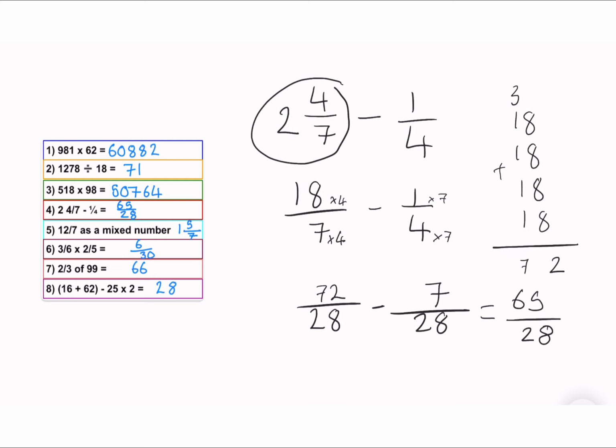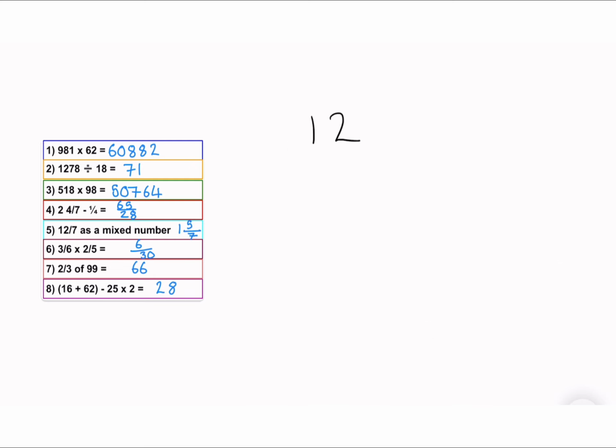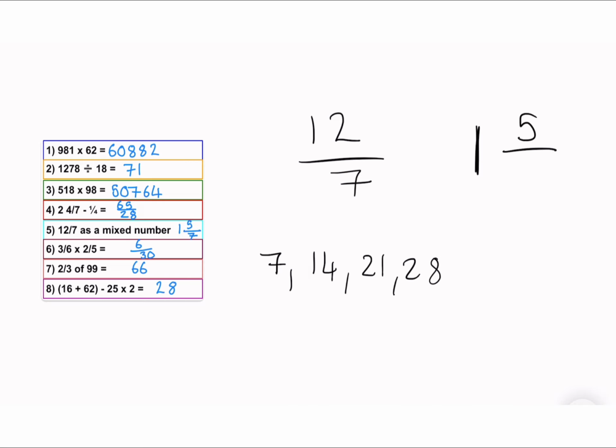Question 5 is make 12 sevenths into a mixed number. Well, how many 7s go into 12? Well, I've got 7, 14, 21, 28. That's the beginning of my 7 times table. Well, I know that it goes in once. And how many do I have left over? 7, 8, 9, 10, 11, 12 with 5 left over. So it's 1 and 5 sevenths.